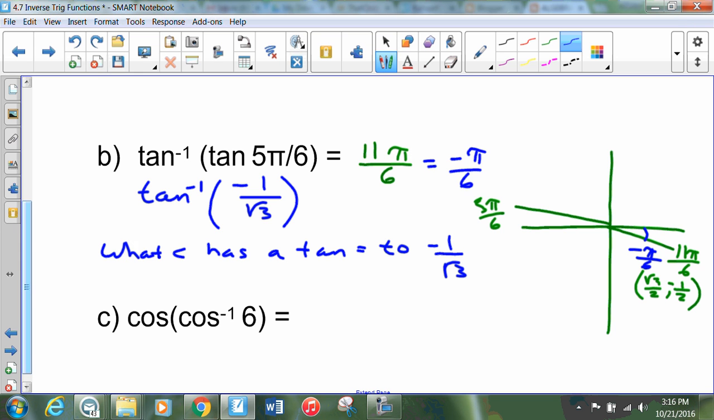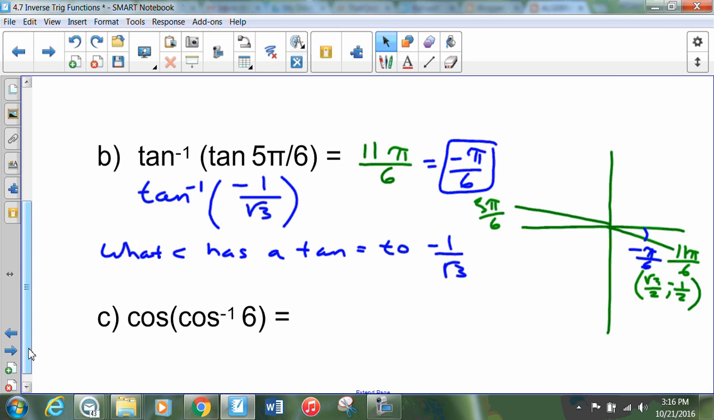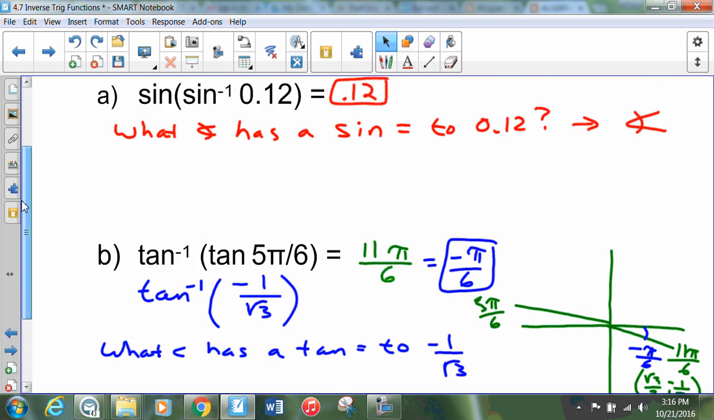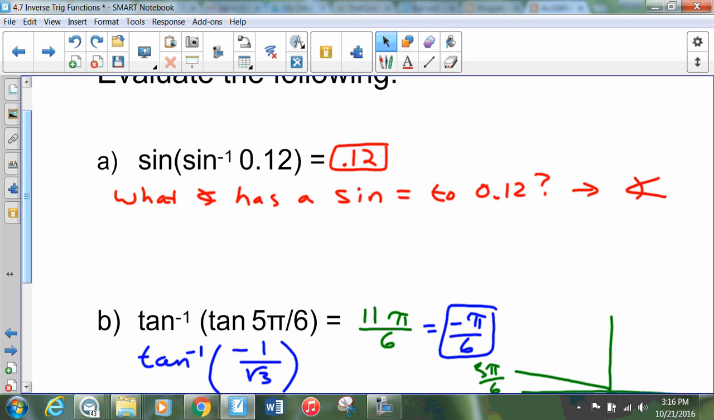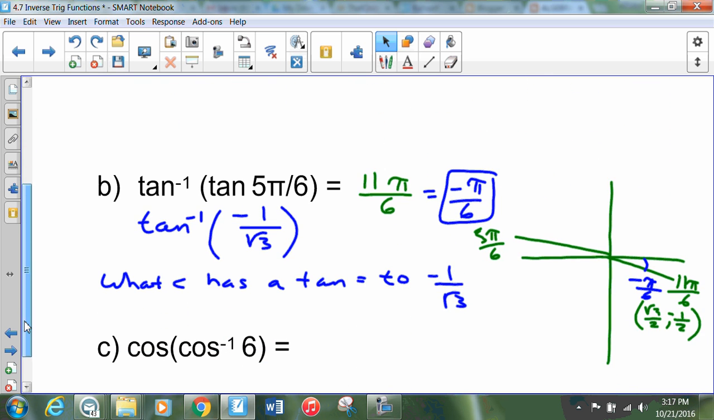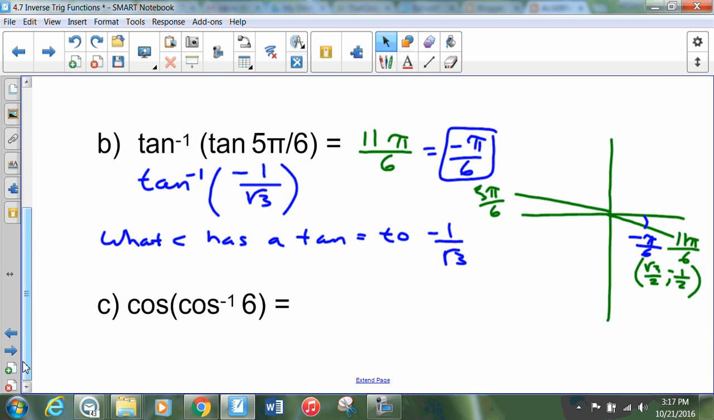Whew, that one was a little harder than it looked. We can't just assume, even though it does work out a lot, that just because we have sine and inverse sine, that 0.12 is going to be our answer. We still need to think these through. If we would have seen this B on the test and canceled out inverse tan and wrote 5 pi over 6, we would have gotten it wrong.